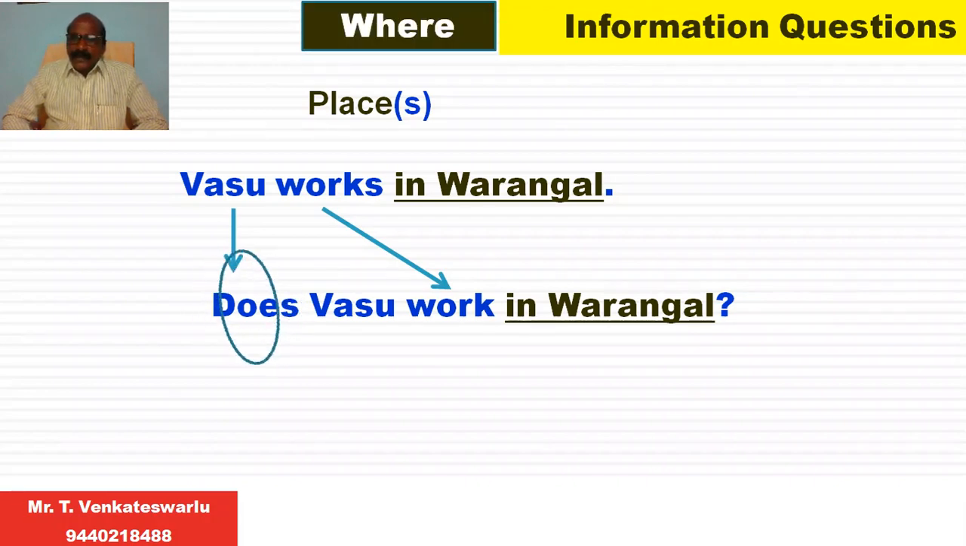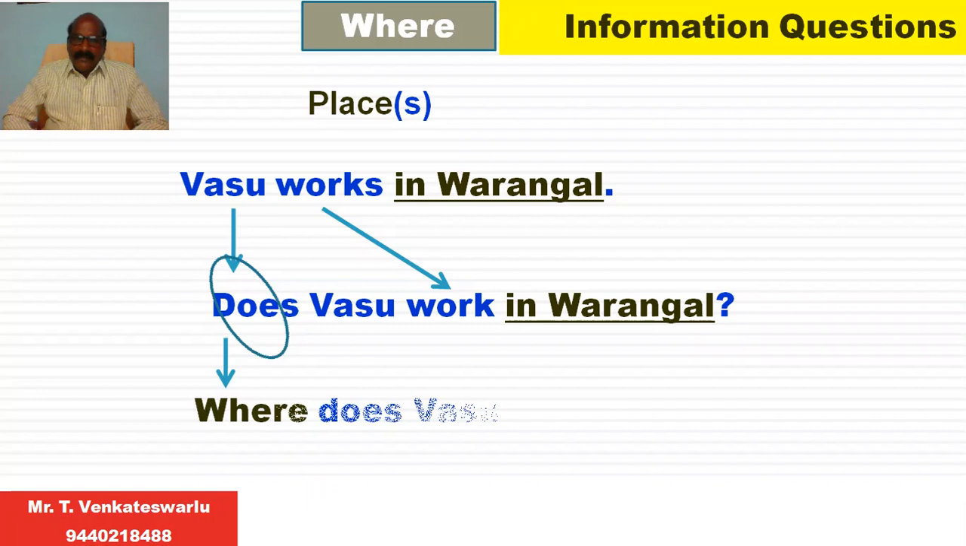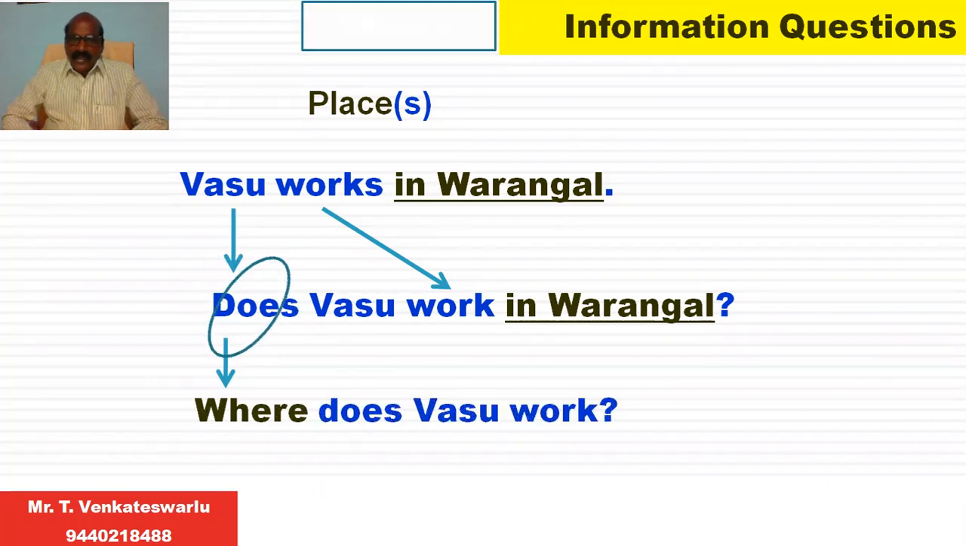And the underlined part in Warangal is related to a place. So use where at the beginning of the yes or no type question, and the underlined part is deleted. Thus we get the question, where does Vasu work?